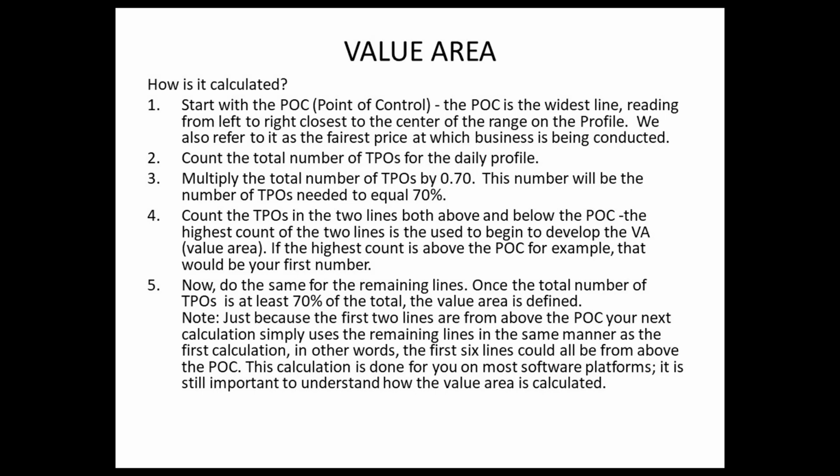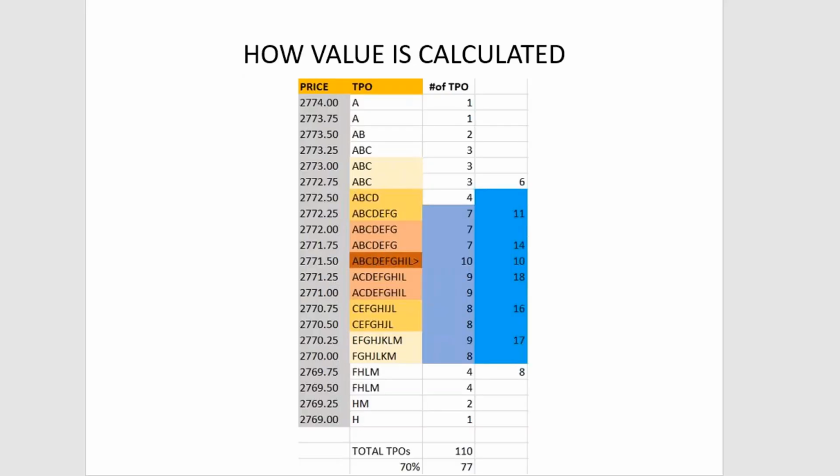But before we show you actually how the calculation goes, I want to make a suggestion. Yes, it's the point of control, but also think of the point of control as the fairest price at which business is being conducted. Thinking in terms of fairest price will help a lot of the concepts we talk about later on, and in the intensive, if you attend one, be a lot clearer. Okay, you can read how the value area is calculated, but I'll show you an example.